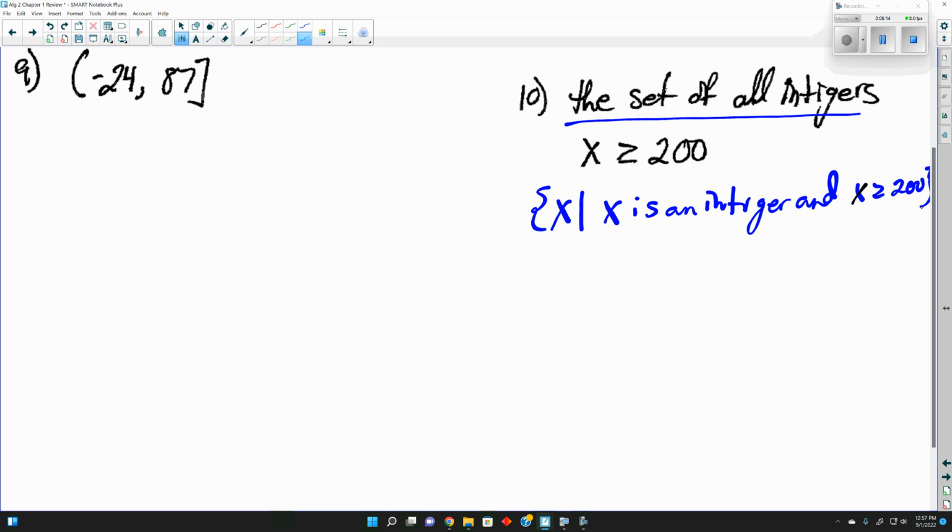Greater than or equal to 200, because that's also what it said. Now, if it had said X is a real number or just gave us the inequality, we don't have to include that X is an integer because it's not specifying that. Now, we could have just said X bar, X is an element of the integers and X is greater than or equal to 200. This works too. Both of these are the correct answer. You just need to pick one of them to use.